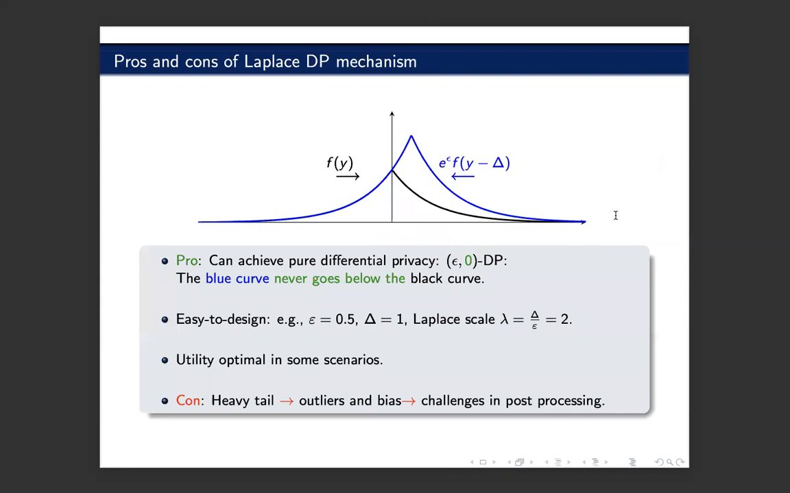So just to summarize the pros and cons of Laplace. The pro is that it is a golden standard in terms of having pure differential privacy. It is easy to design because once we know epsilon and the sensitivity of the query, we know how to scale, we know lambda, the scale of the distribution. It is proven by Natasha and co-authors that it can provide optimal utility in certain queries.